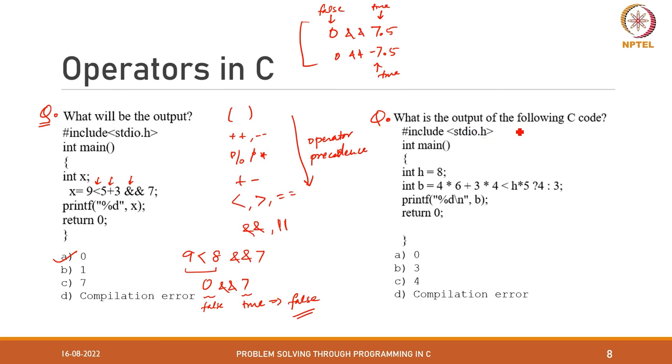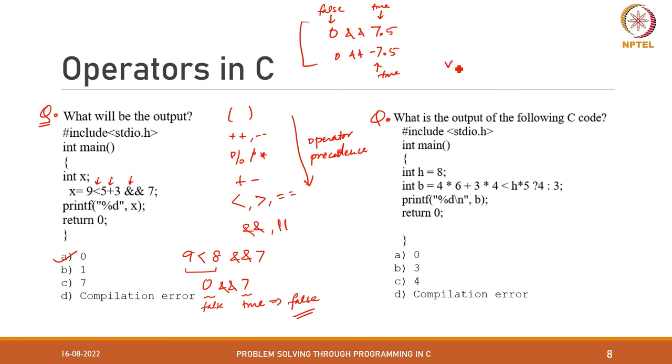Okay, so let's go to the next problem that we have here. This is what we call a ternary operation. Before that, let me just write down what a ternary operator is.